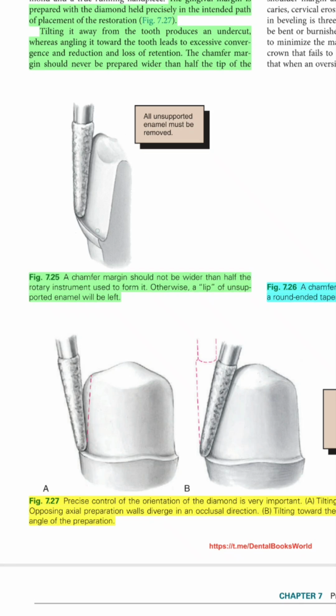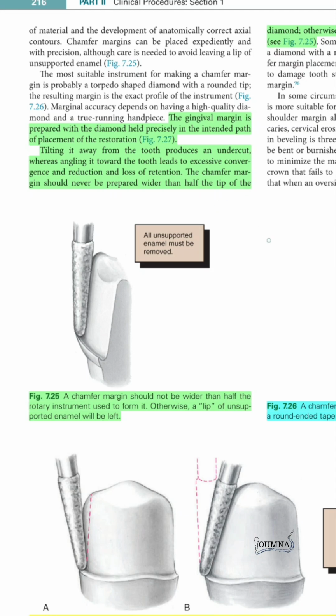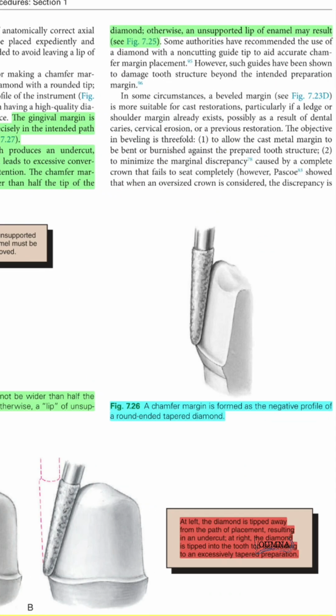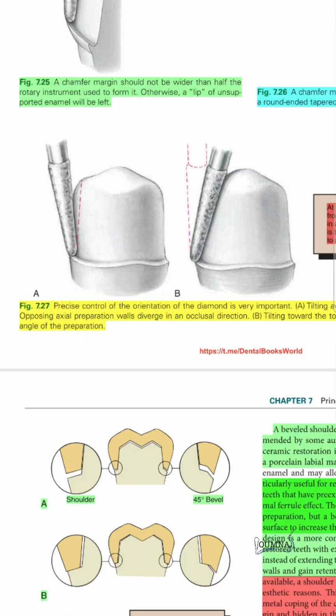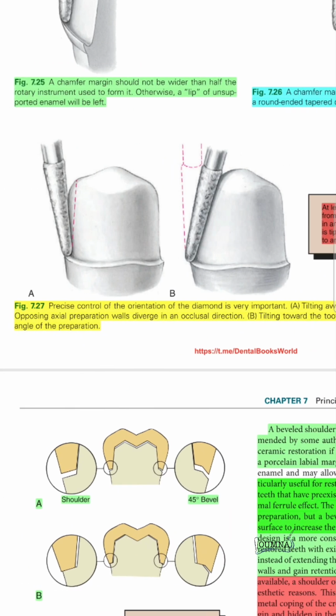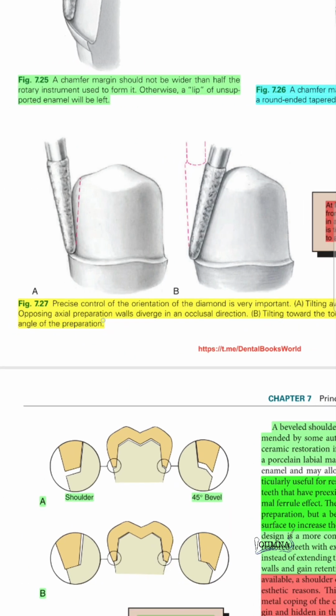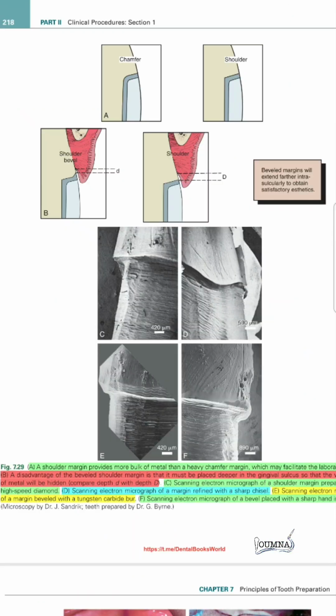Usually, the margin thickness is half the tip of the diamond. Otherwise, an unsupported lip of enamel may result. This is the shape of the undercut, where the opposing axial preparation walls diverge in an occlusal direction. This is the comparison between the chamfer and the shoulder.